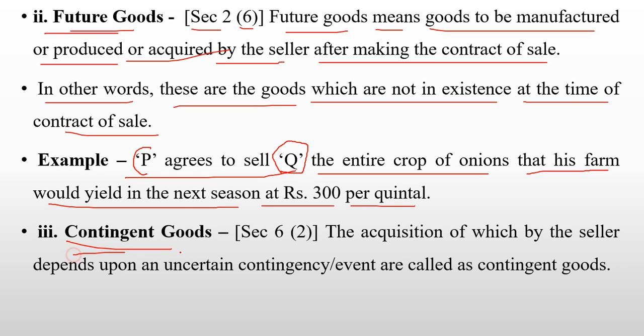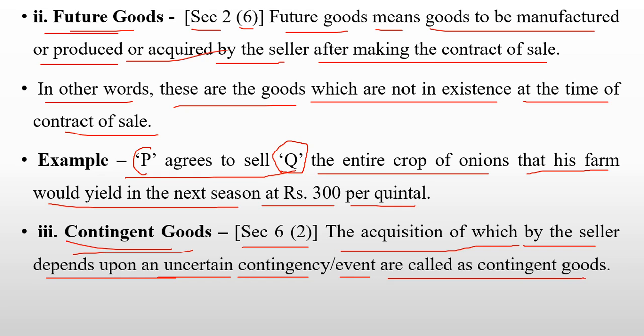Next is contingent goods. Now contingent goods means under section 6 subsection 2, contingent goods are goods the acquisition of which by the seller depends upon an uncertain contingency or event. Now contingent goods depend on an uncertain situation, uncertain condition, uncertain events.